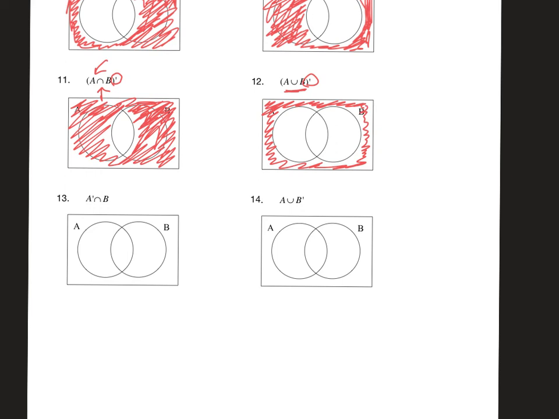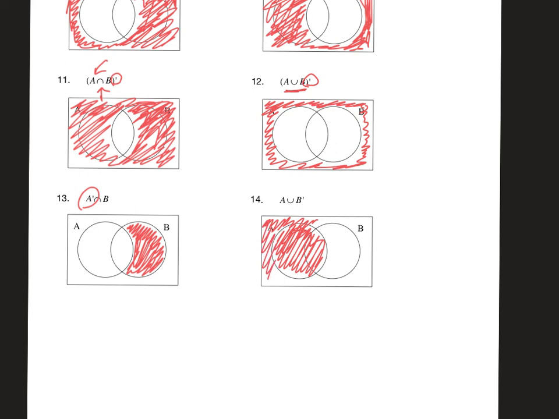Okay, so let's see. For number 13, I want the stuff that is not A. Okay, and again, you can look up above and see what not A looks like, and the stuff that intersects with B. All right, so everything that's not A that also intersects with B. So it's this stuff. Okay, and then the very last one, this is everything that's A, along with everything that is not B.